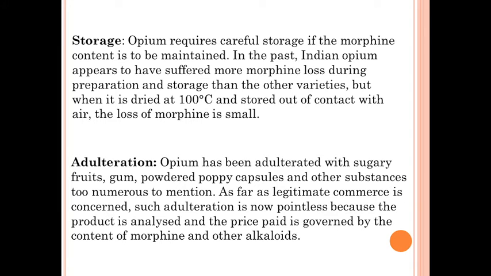But as far as legitimate commerce is concerned, such adulteration is now pointless, because the product is analyzed and the price paid is governed by the content of morphine and other alkaloids. Before exporting that product, or before selling it, it is analyzed and the price is paid according to the content of morphine and other alkaloids. So adulteration is now pointless in the case of opium.